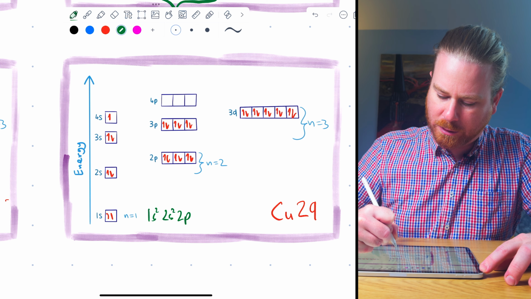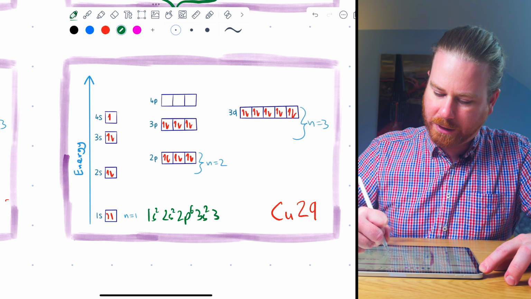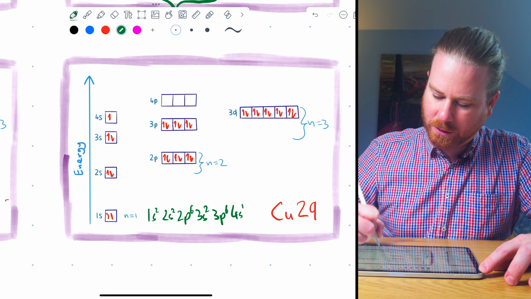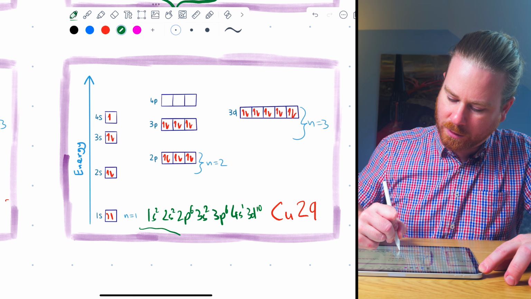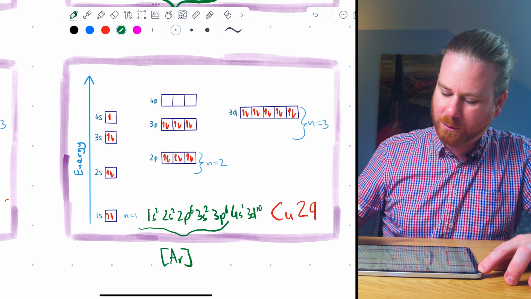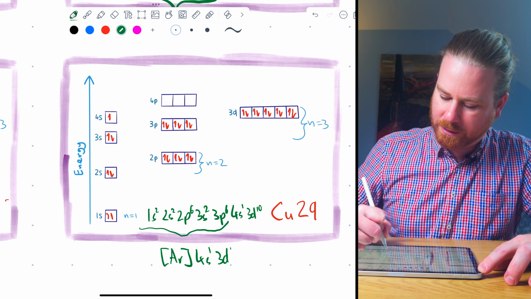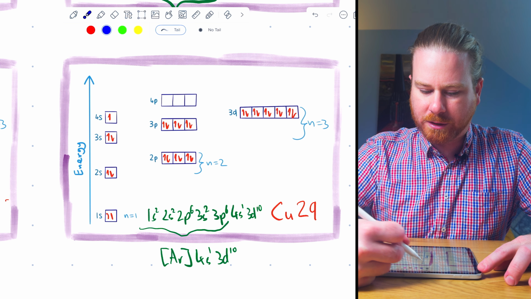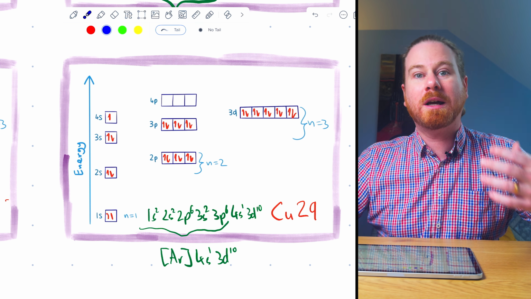So 2s2, 2p6, 3s2, 3p6, 4s1, 3d10. We can abbreviate all of that again to argon, because that's the same as before. And then 4s1, 3d10. And the final thing, just making sure that this gets written first, because it's at the lower energy.